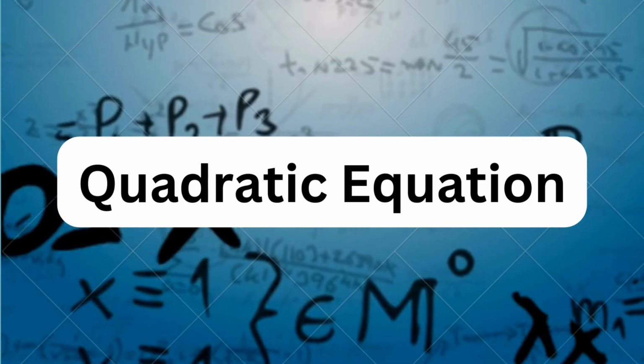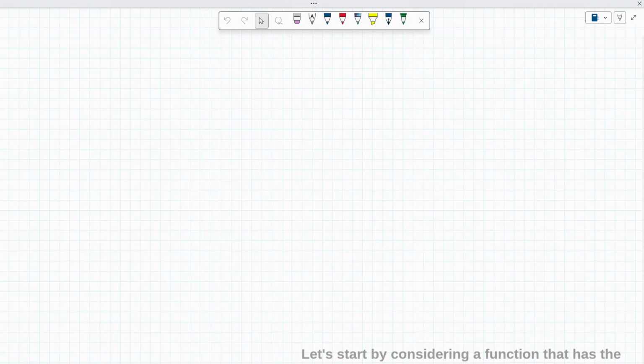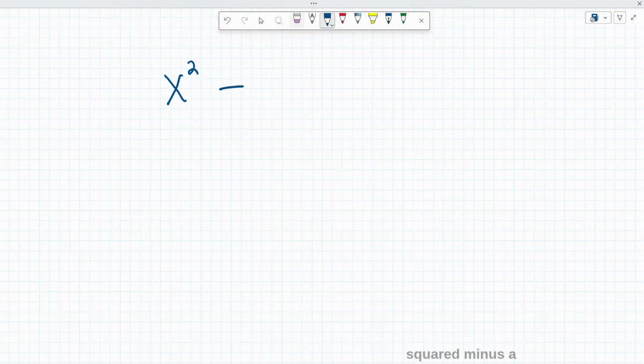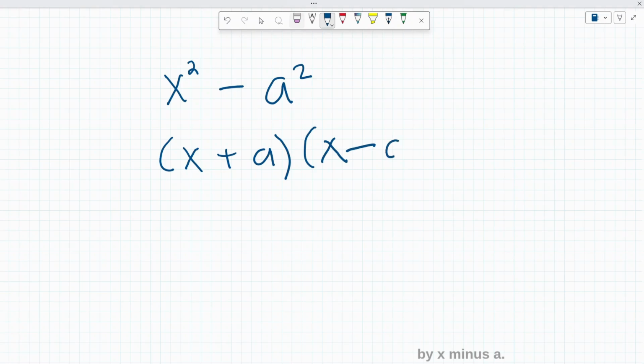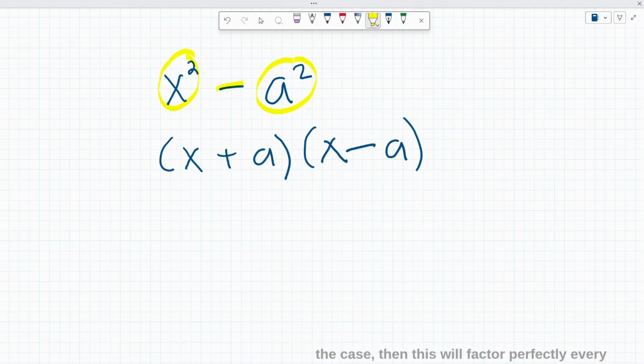Let's dive in. Let's start by considering a function that has the following form: x squared minus a squared. This is a difference of squares, and this factors easily to (x plus a) multiplied by (x minus a). The trick for this one is first to determine if you have two perfect squares that are separated by a minus sign. If that is the case, then this will factor perfectly every single time.